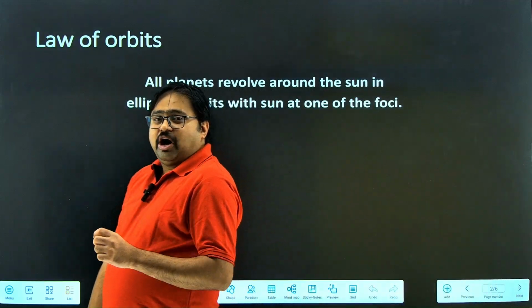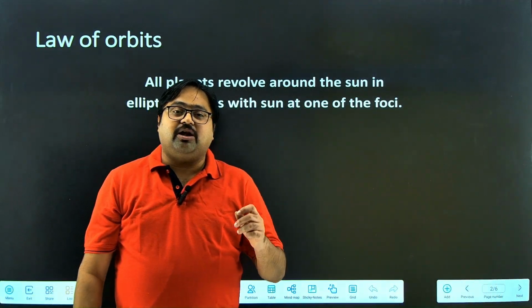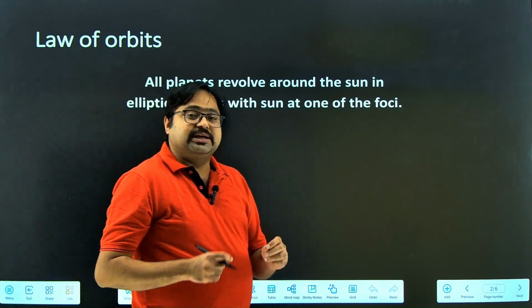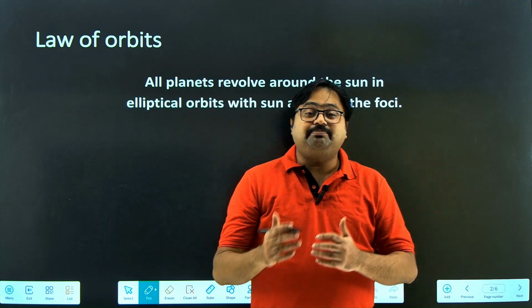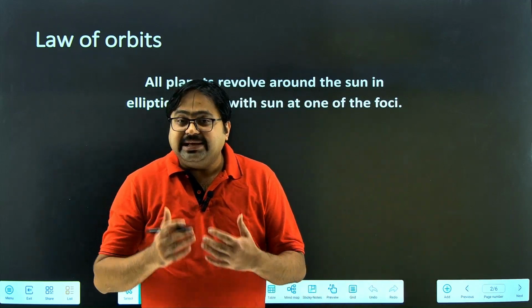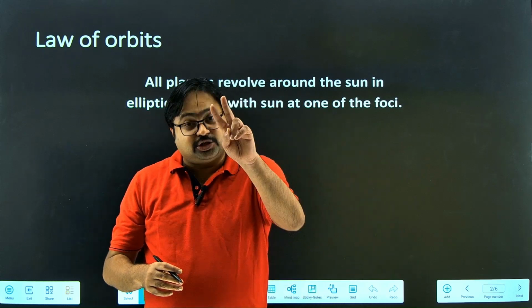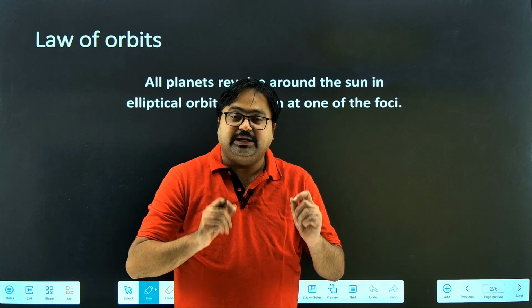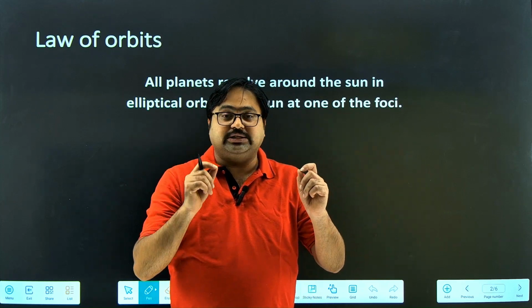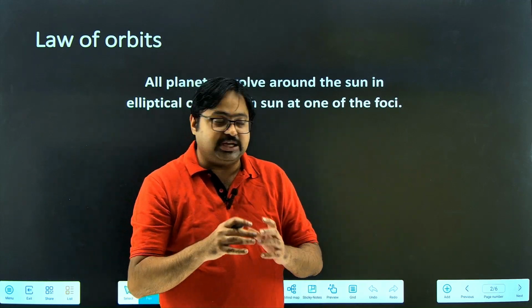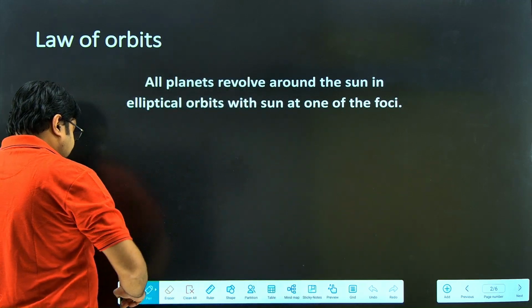So the law of orbits, which is the first law of Kepler's, says that all planets revolve around the sun in elliptical orbits with the sun at one of the foci. An ellipse, unlike a circle, has two foci, two centers, and this particular point is what is known as a focus, and the sun is always at one of the foci. Let's try and understand this.